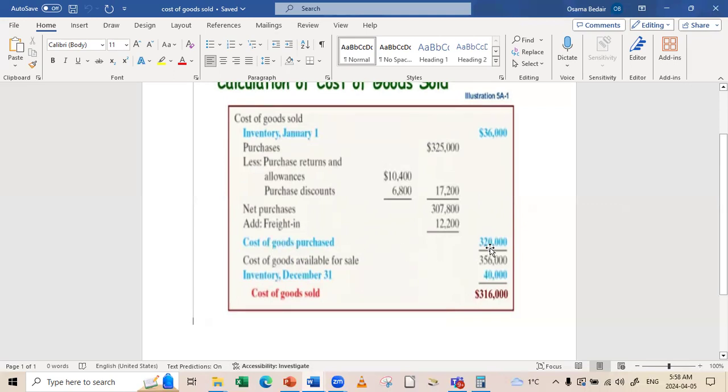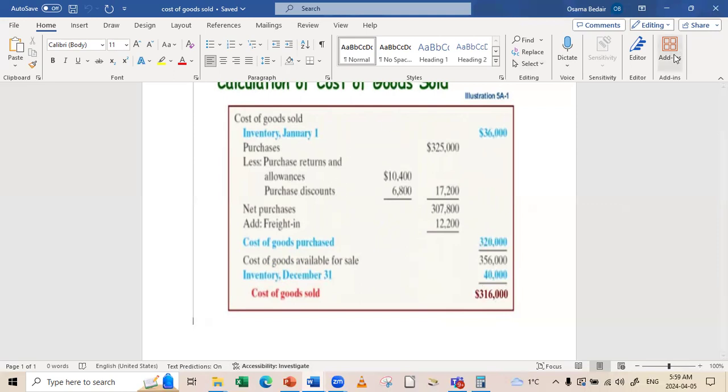That gives the cost of goods purchased of 320,000. So 36,000 plus 320,000 minus the ending inventory, which is in stock and I didn't sell it, which equals 40,000. I subtract it. Here it is, 356,000 minus 40,000. That will equal, at the end, 316,000.